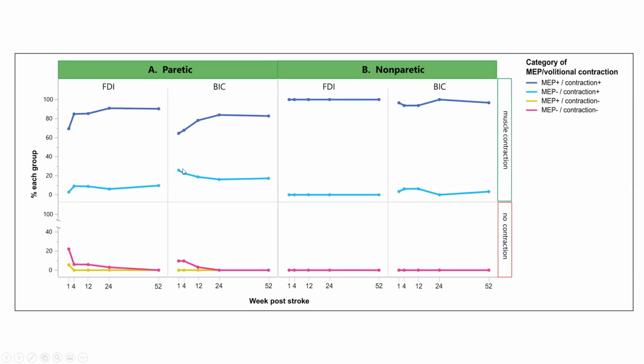Biceps were more people early on who were MEP minus, but they were contraction plus. They could produce EMG volitionally. But even at 52 weeks, there still was a subgroup of patients who were MEP minus, but contraction plus. What this means to me is that the volitional effort didn't come through M1, through the corticospinal tract pathway. Interestingly enough, there are some patients who are MEP minus and contraction minus, and that goes down to basically zero by 52 weeks.